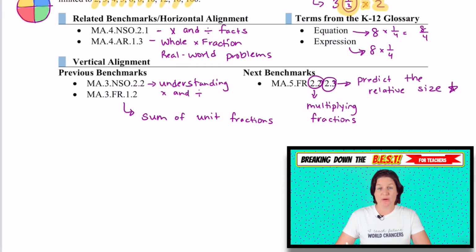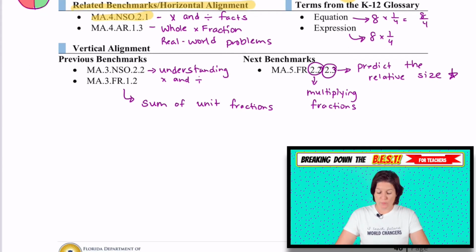So what other benchmarks in 4th grade are aligned to this one? We have MA.4.NSO.2.1, which is where we're recalling multiplication and division facts.